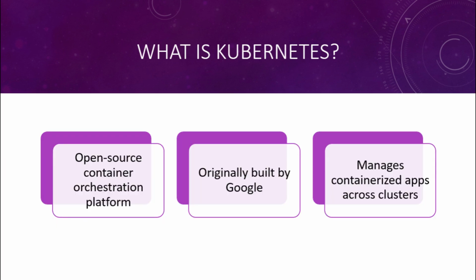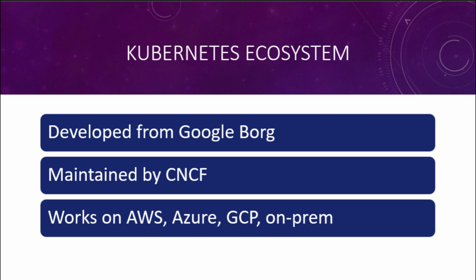History and ecosystem. Kubernetes, also known as K8s, was developed at Google based on their internal system called Borg. Google donated it to the Cloud Native Computing Foundation (CNCF), and it quickly became the industry standard. Today, Kubernetes runs everywhere: AWS, Azure, Google Cloud, your own laptop, Raspberry Pi clusters, you name it.